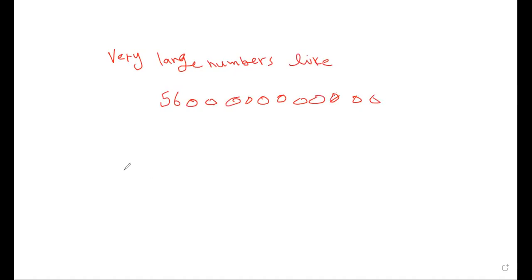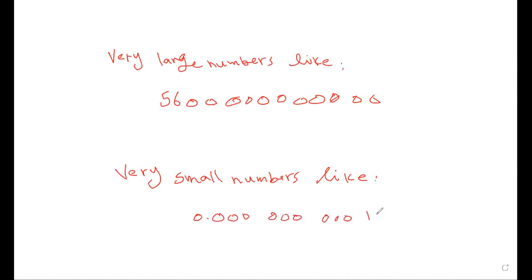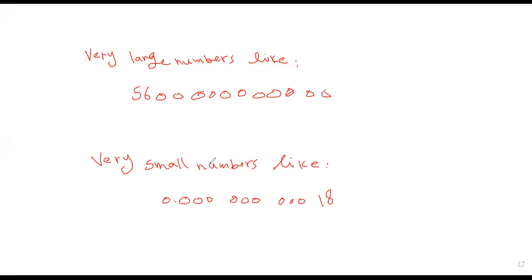And also you have the very small numbers, like 0.00000000018, for example. In either the very large numbers case or the very small numbers case, you're gonna use the standard form. So what is the standard form? You write the number in the form.